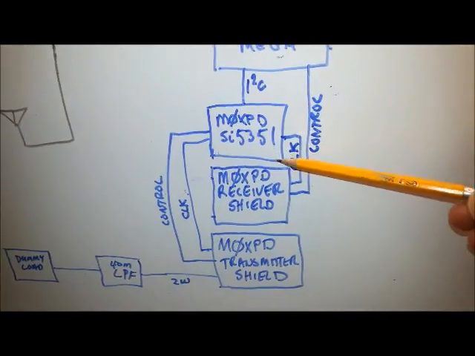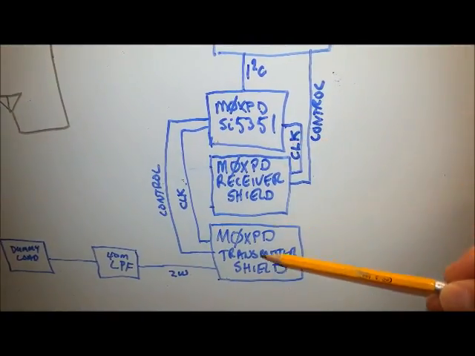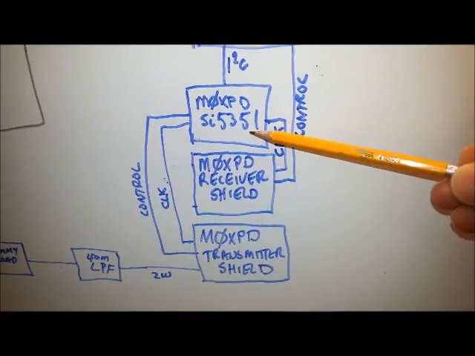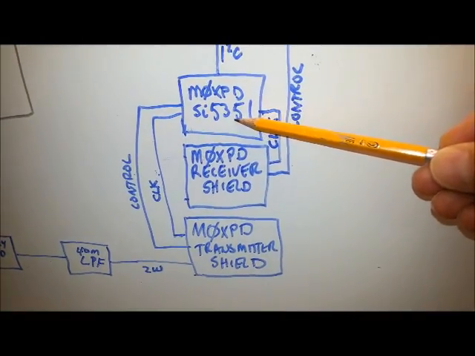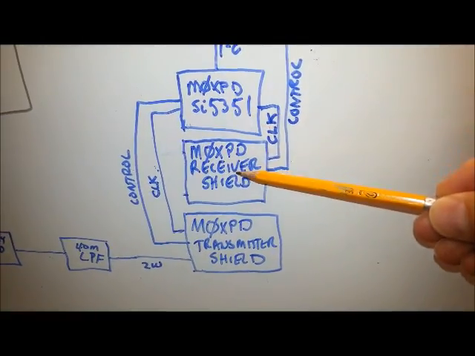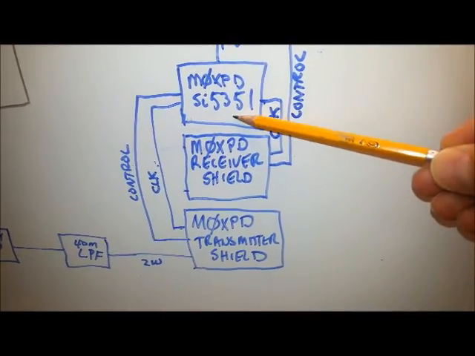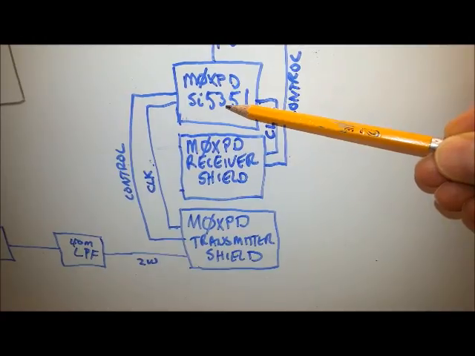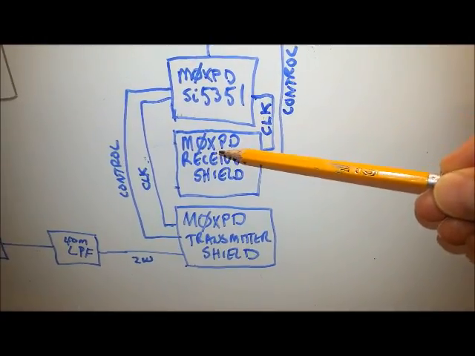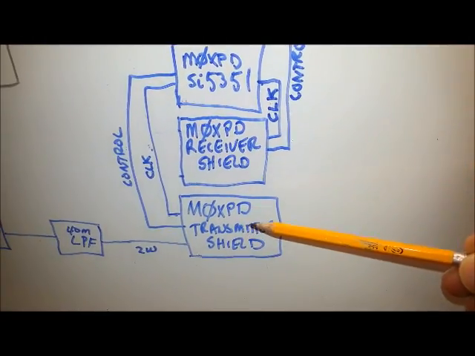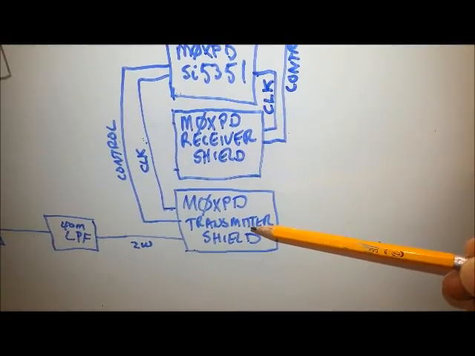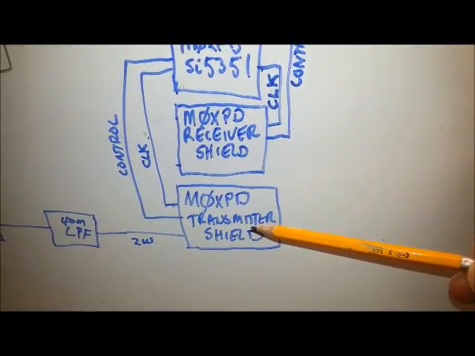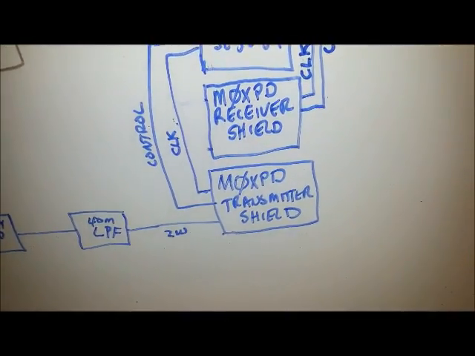So basically all I'm using is the Paul Darlington set of Arduino shields, which are available from Kanga, UK. The SI5351 shield and the receiver shield, which both of those were used in my videos showing the decode for RTTY and PSK. I have now added the Paul Darlington transmitter shield, which is a 40 meter 2 watt transmitter.